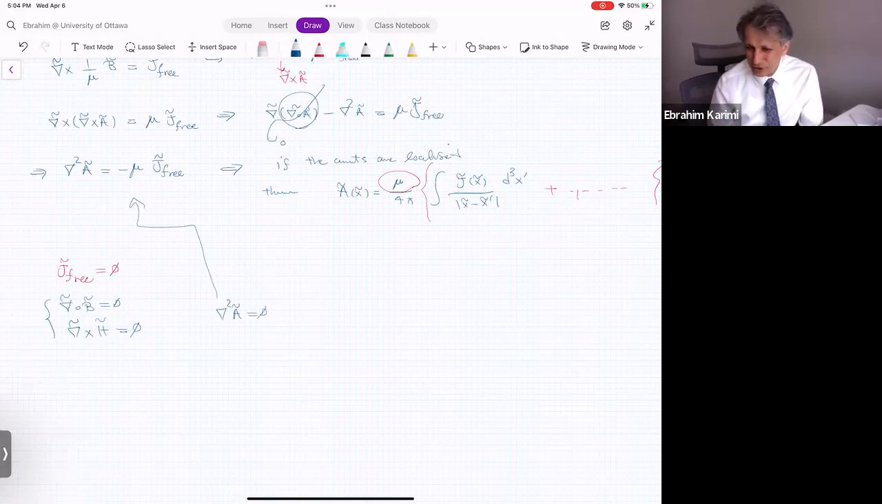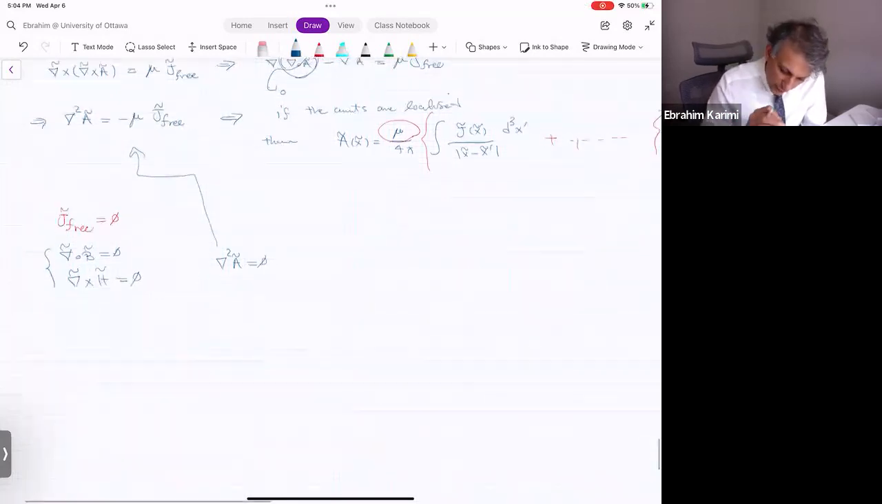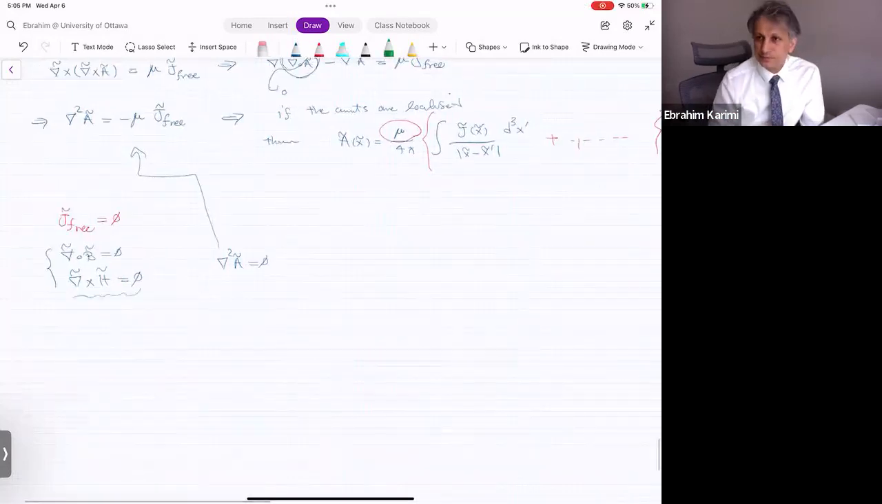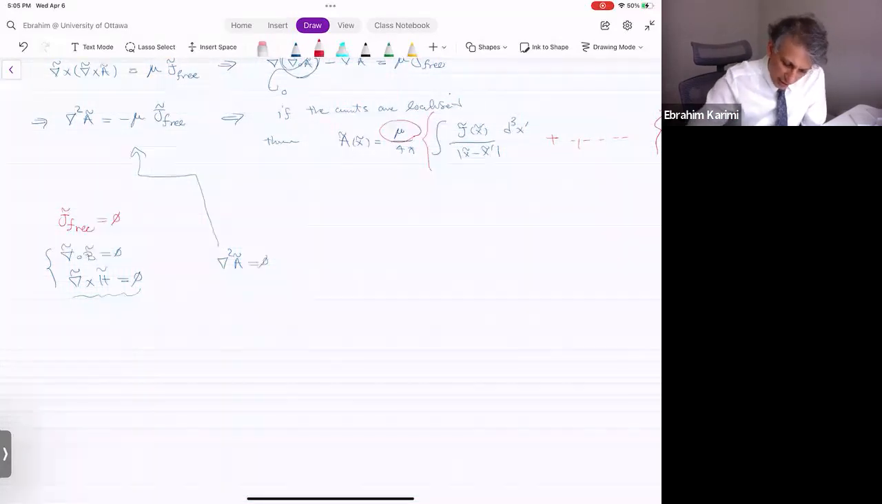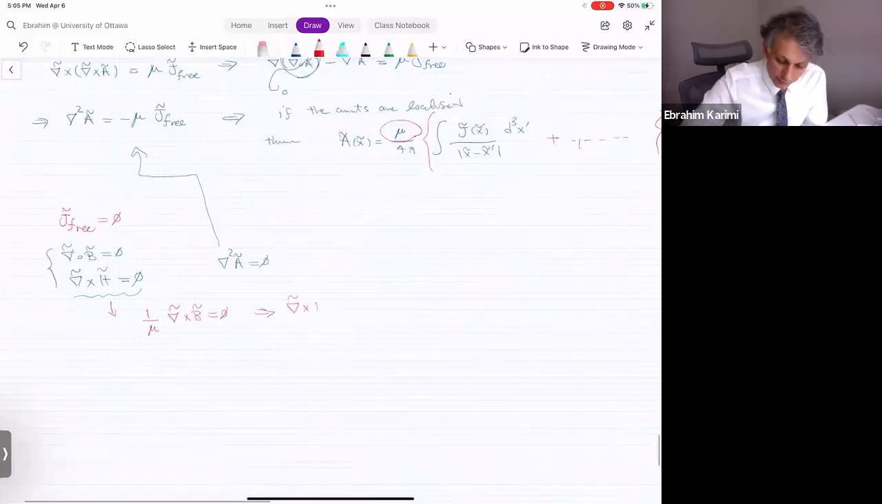But it's a little bit strange because I cannot solve that easily. For this specific case, we will use that expression: curl of H is equal to 0. So if the curl of H is equal to 0, what I can say is that 1 divided by mu curl of B is equal to 0 for a linear medium, which means that curl of B is equal to 0. Okay?